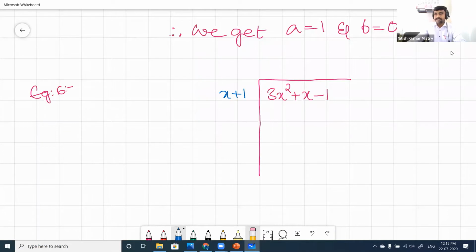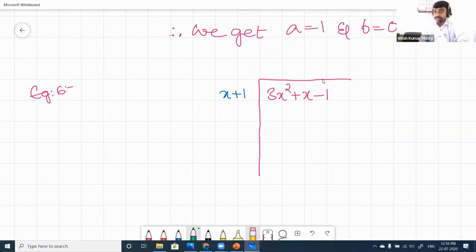Now everybody, are you able to see the board? My voice is clear, everybody? Please reply. Okay, good. Now have a look. I have written here the dividend at its position. 3x squared plus x minus 1 is the dividend, and this is the divisor, x plus 1, right?